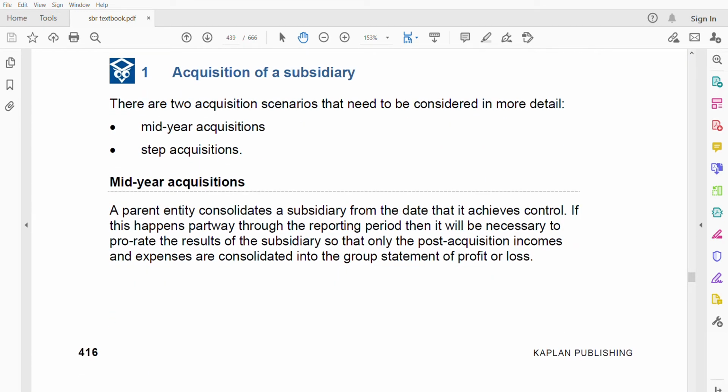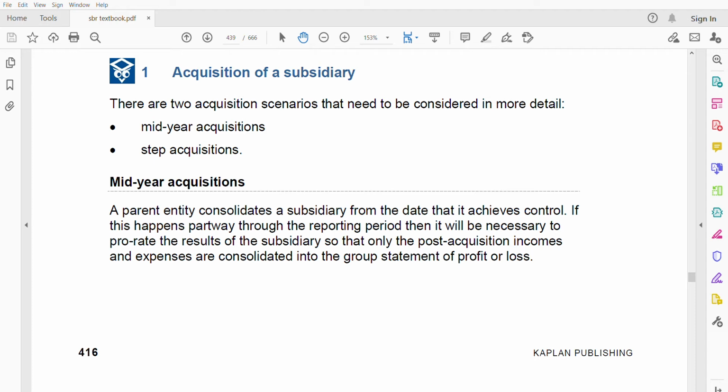Acquisition of a subsidiary. It could be a mid-year acquisition. It could be a step acquisition. Step acquisition means when you're buying a subsidiary or an associate, or whatever it is, not in one go. For example, first you are buying 60%, then you are buying again 20% of the same subsidiary. So how do you have to account for it?